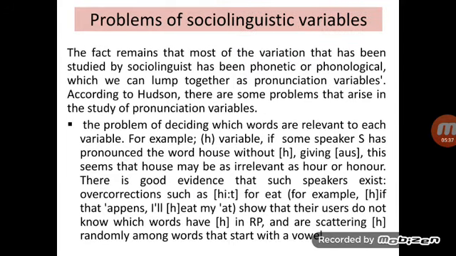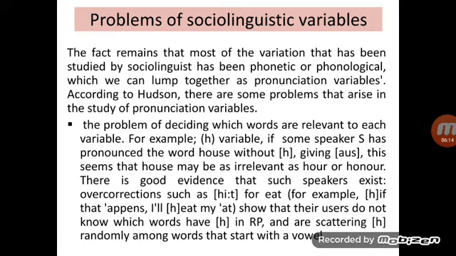In this slide, I'm going to list the problems that arise in the sociolinguistic variables used in quantitative study. The fact remains that most of the variation that has been studied by sociolinguists has been phonetic or phonological, which can be lumped together as pronunciation variables. According to Hudson, there are some problems that arise in the study of pronunciation variables. First, we have the problem of deciding which words are relevant to each variable.